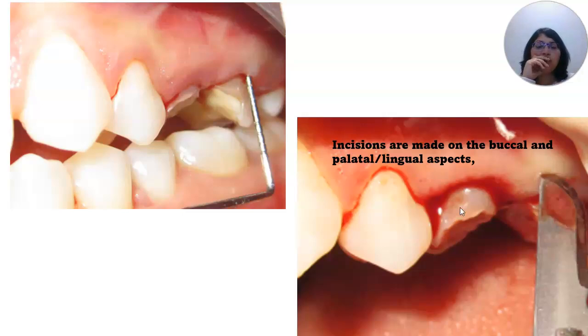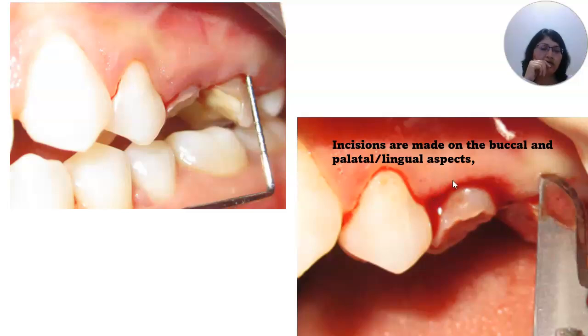So what do you do in surgical crown lengthening? You make incisions. If you can see my blade, I'm right now making incisions on the buccal and the palatal or the lingual aspects. Now remember that you do not always have to make an incision on the palatal aspect if it's not needed. In this case it was needed, so we make an incision because we are doing a crown lengthening throughout. So you make an incision on the palatal as well as the lingual.